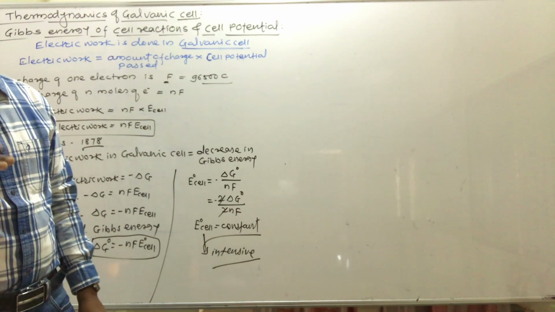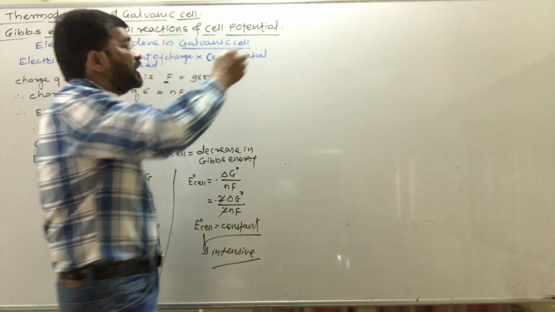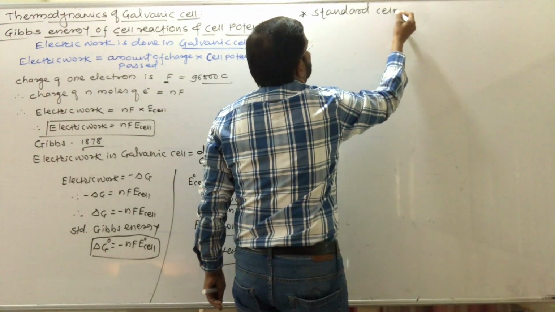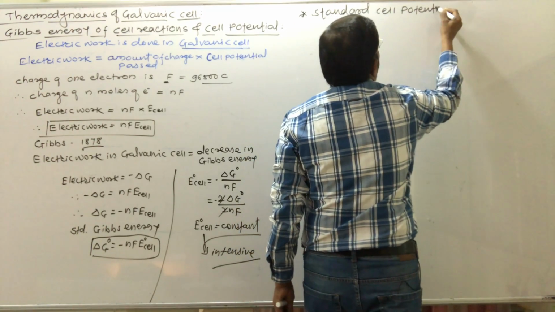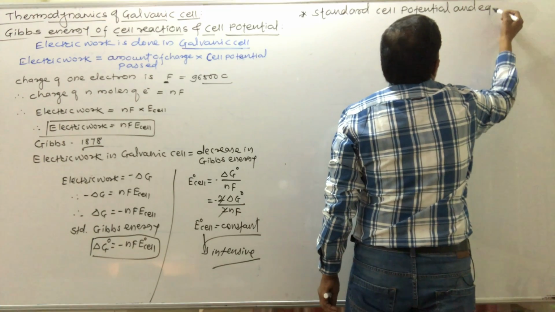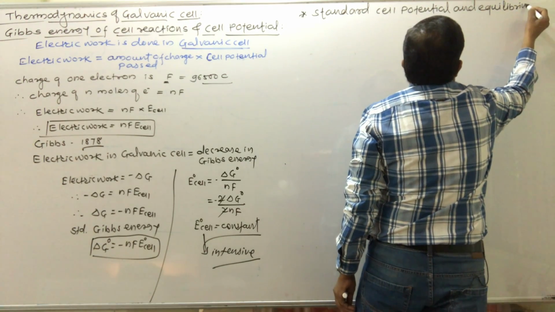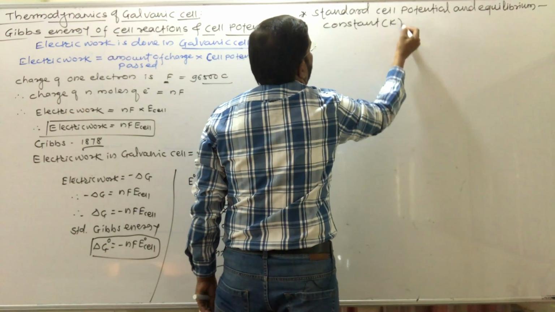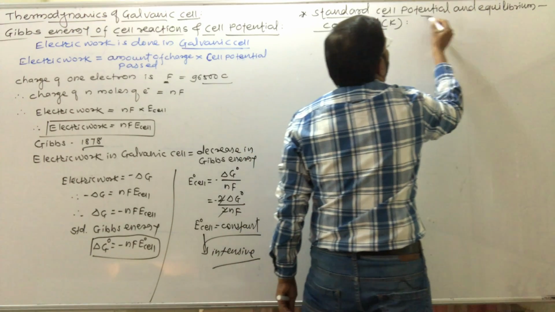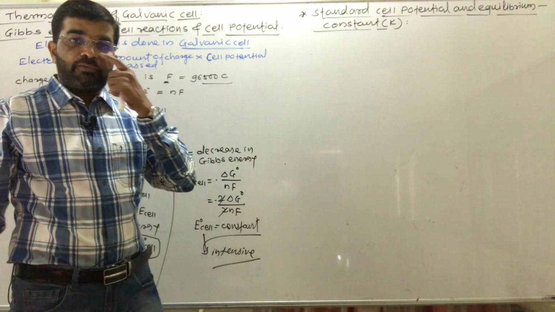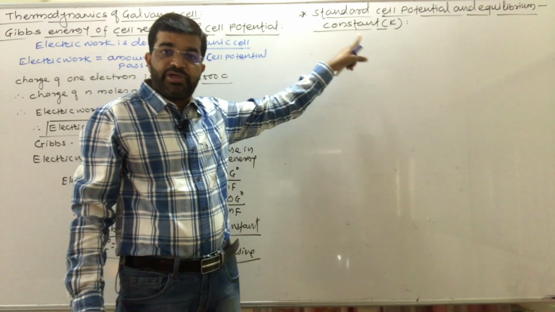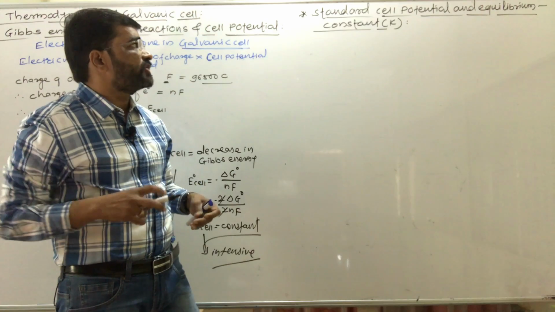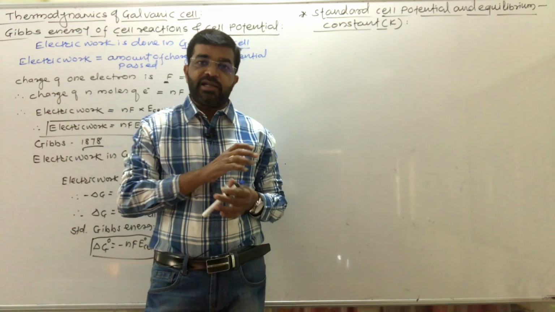One more point about Gibbs energy we have to study: standard cell potential and equilibrium constant K. That relation we have to study here. What is the relation between standard cell potential and equilibrium constant, which derivation we have to obtain here. How the equilibrium constant of a chemical reaction and cell potential are related, that we now have to study.